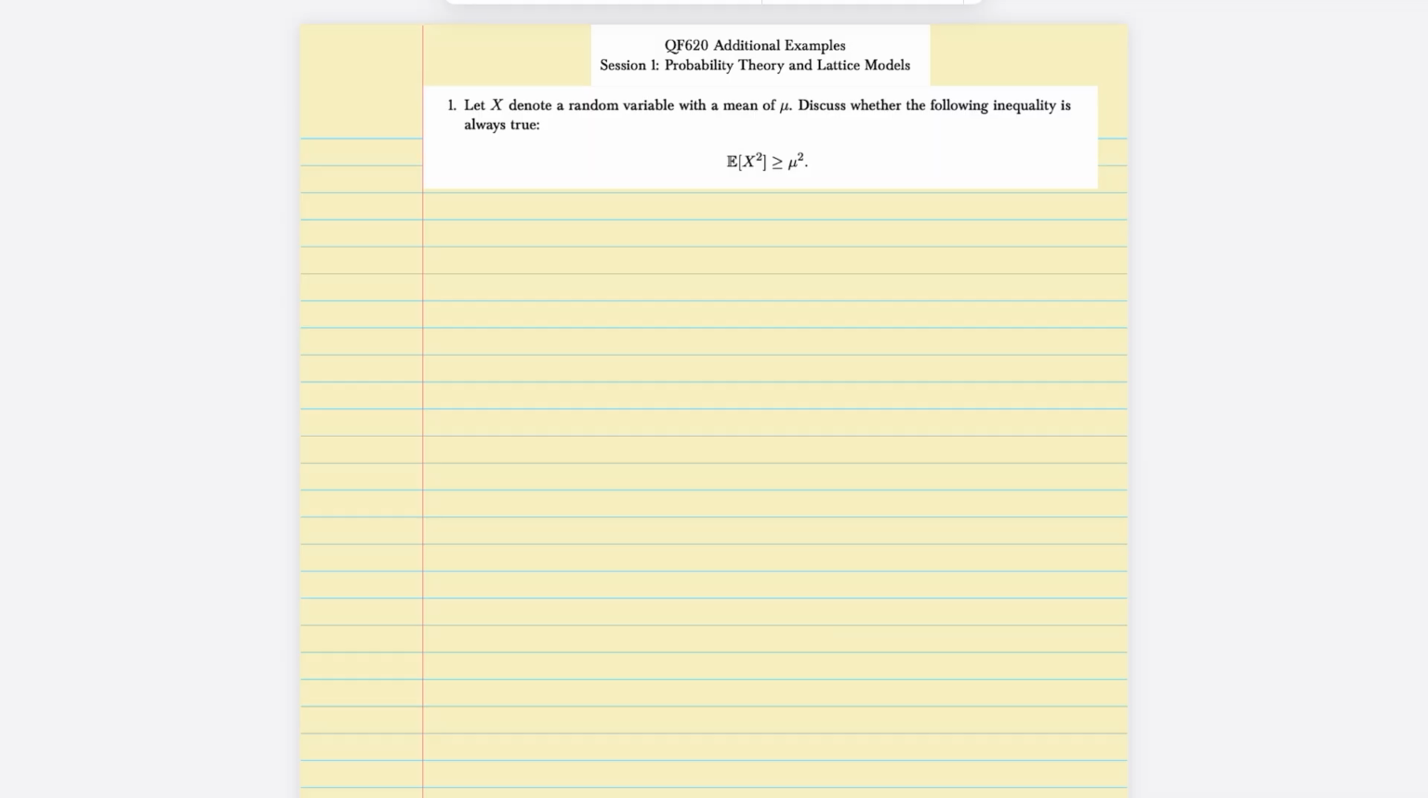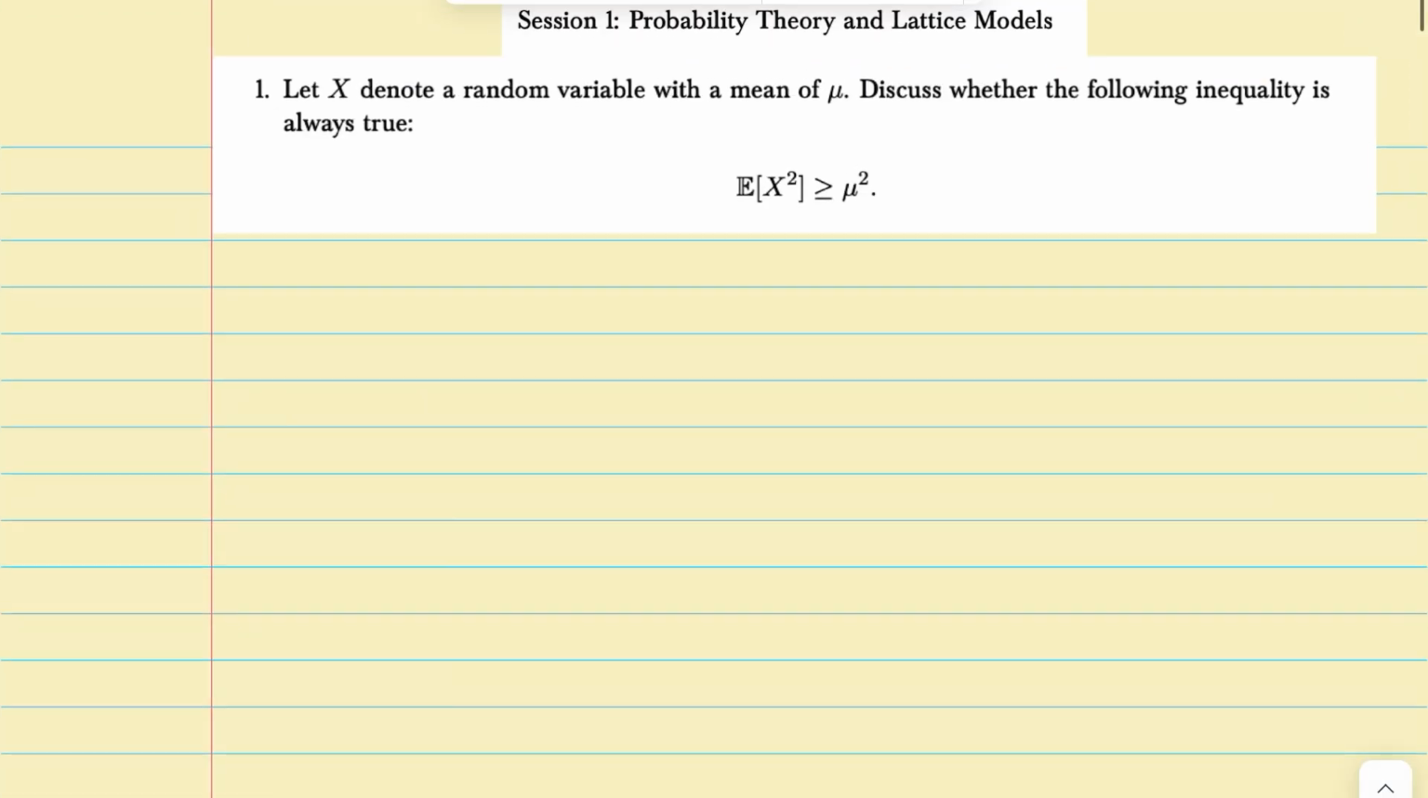So for the first question, we are asked whether the inequality E[X squared] is more than mu squared is correct. Then we can just prove it directly because E[X squared] is normally associated with the variance of X. So let's write down the formula of variance of X. It always equals E[X squared] minus mu squared.